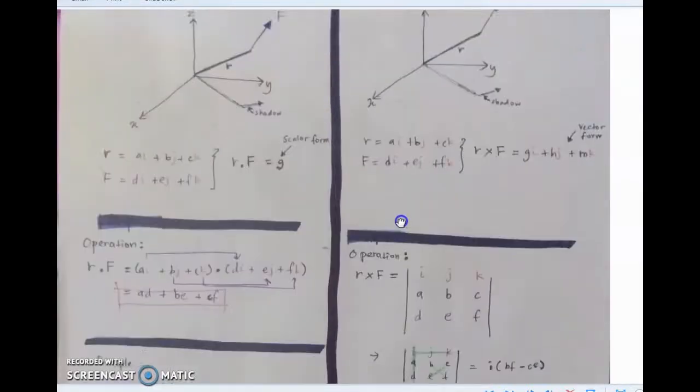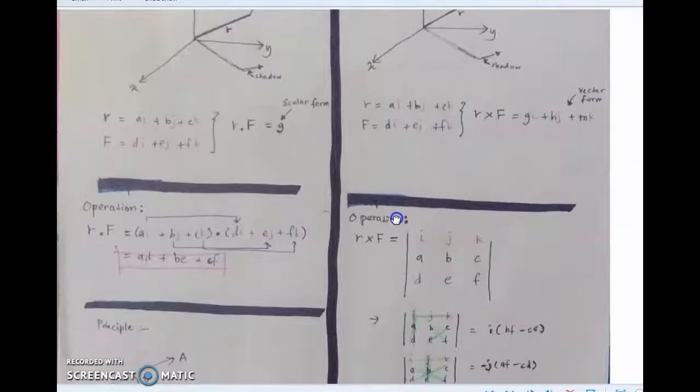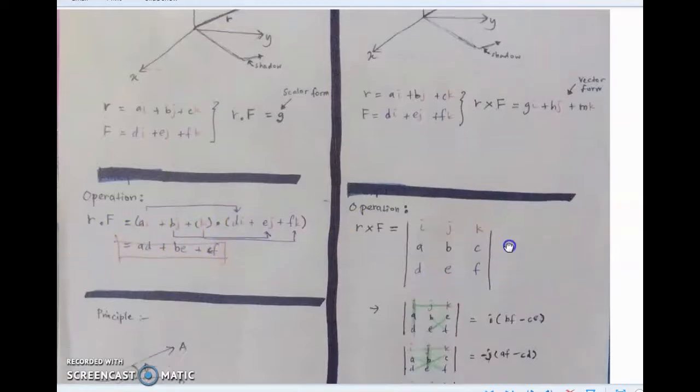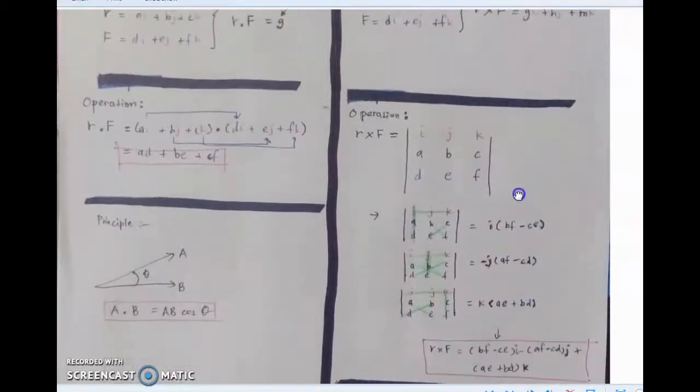Okay, so the operation for dot product is like this. r dot F is equal to the vector r dot the vector F. This is simply multiplying the component of i with i, component j with j, and component k with k. So the answer will be in scalar form, but different with the cross product, you need to do the matrix operation like this.